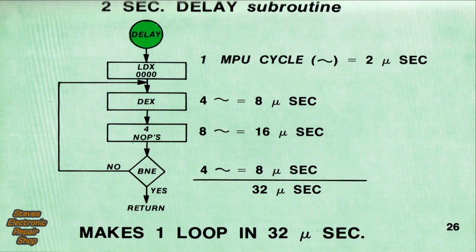One no-op instruction uses 2 MPU cycles. Therefore, 4 no-ops will require 16 microseconds. The branch if not equal 0, or BNE instruction, needs 4 cycles or 8 microseconds. Therefore, one loop through the delay subroutine requires 32 microseconds. Now, keeping these points in mind, let's examine how this subroutine produces a 2-second delay.